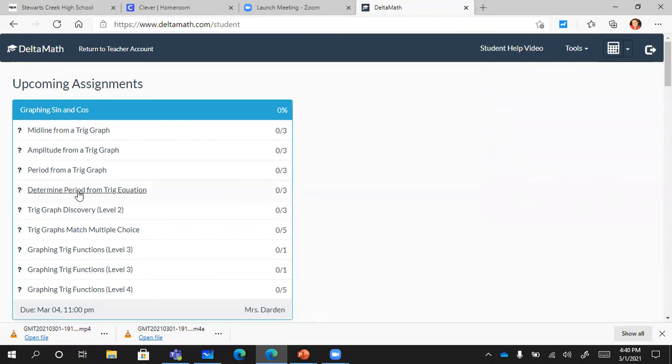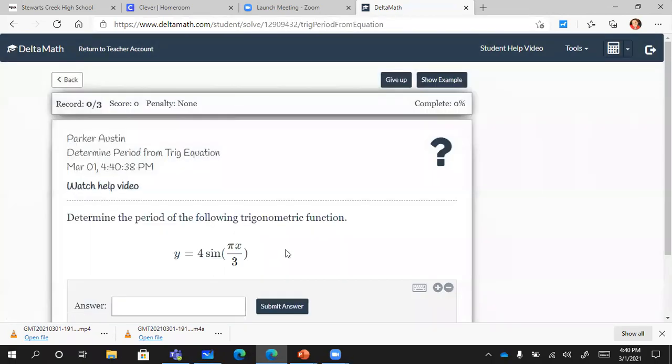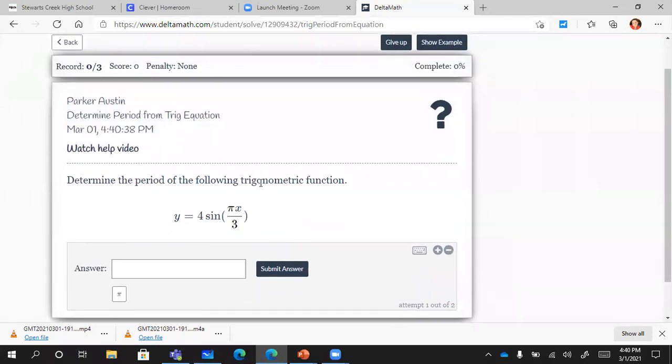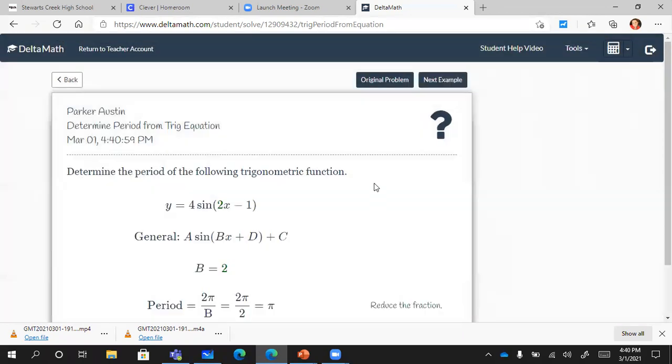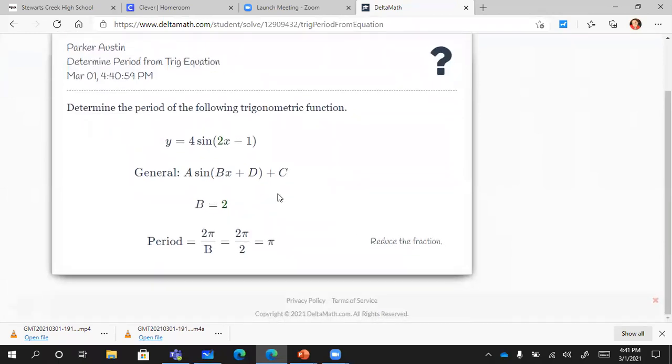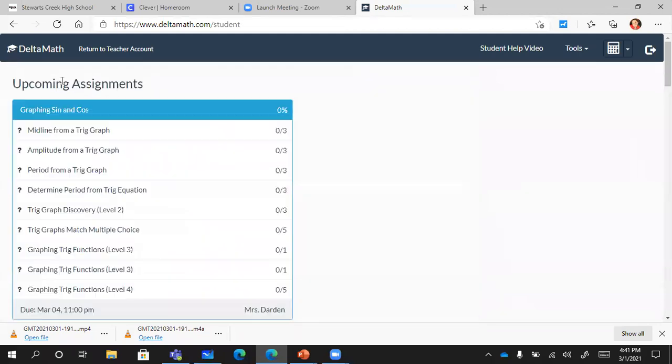The harder part is to determine period from the trig equation itself. So if you're given 4 sine of pi over 3 x, your a value is 4, your b value is pi over 3. That's your coefficient of x. The formula for period is 2 pi over b. So in this example, our b value is pi over 3, and you'd plug that in down here for your b value to get your period. It's just a formula. You've got to plug it in.